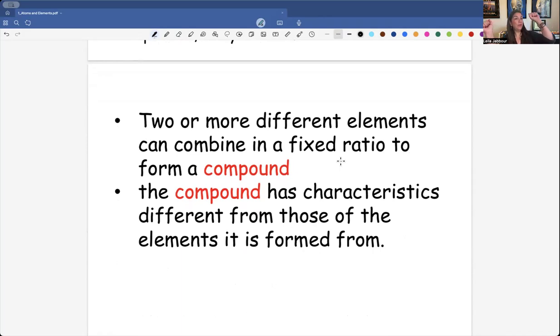So if you have carbon and hydrogen and oxygen and you bring them together, it's going to form a compound made of these three, but that compound will be different. Its properties will be different from carbon by itself or oxygen by itself or hydrogen by itself.